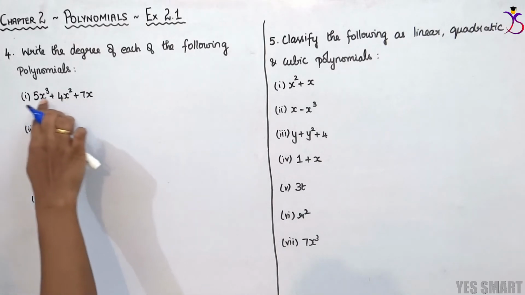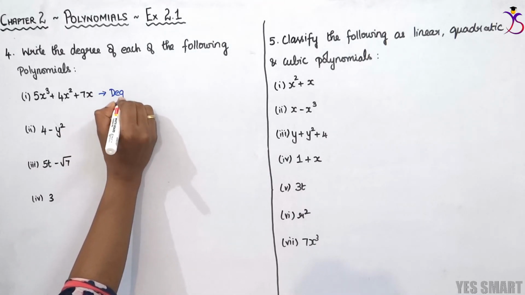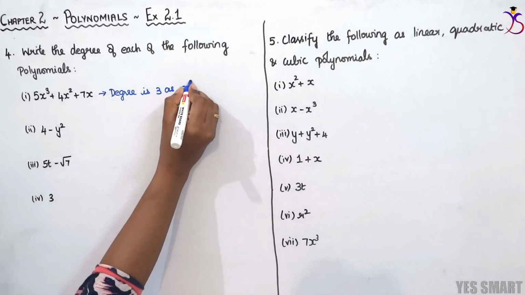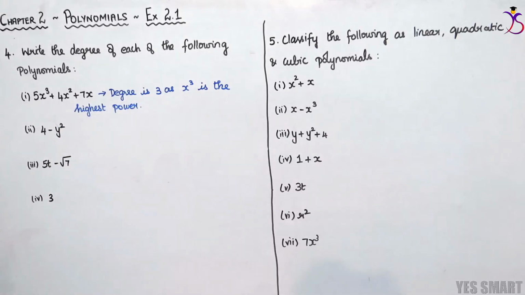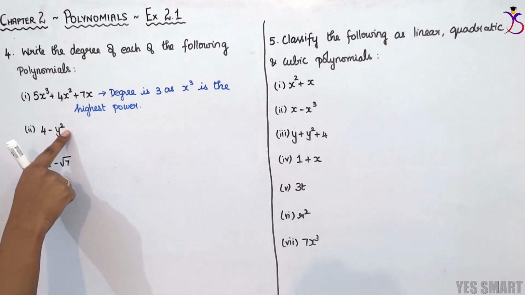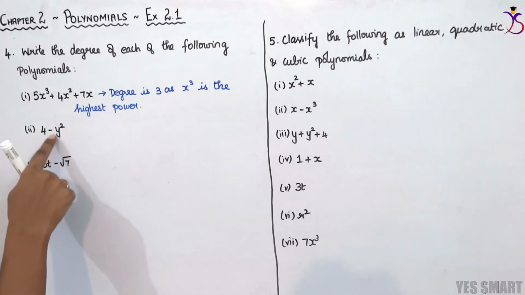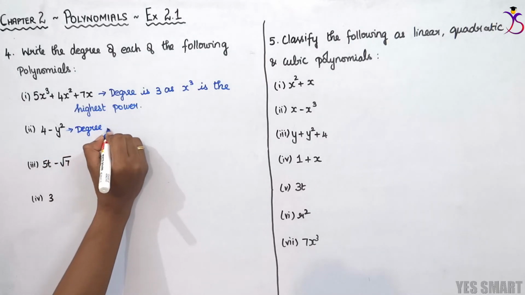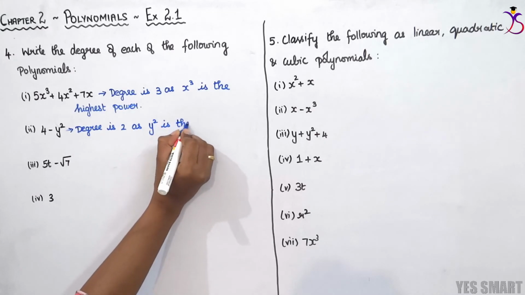Hence, the degree is always the highest power of the given expression. Therefore, degree is 3, as x power 3 is the highest power. Moving on to the second subdivision, we have the variable y and the power is 2. We don't have any other variable to compare. Therefore, degree is 2, as y square is the highest power.